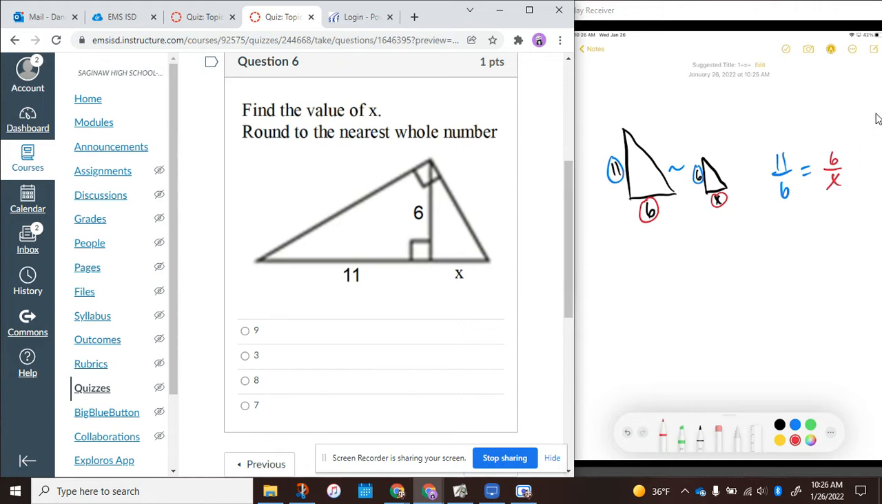This is a problem where we're going to cross multiply and solve. 11 times x is just 11x. 6 times 6 is 36. And to get x by itself, we just divide. 36 divided by 11. Not the most complicated thing in the world to punch in 36 divided by 11. We get 3.27 thereabouts. And it says to round it to the nearest whole number, so we're just going to call it 3. There we go.